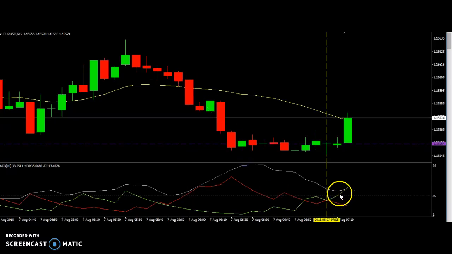And as you can see right now, we're in an uptrend because the ADX line is turning up, the green positive line is heading up, and both of them are over the 25 and the price is going up.